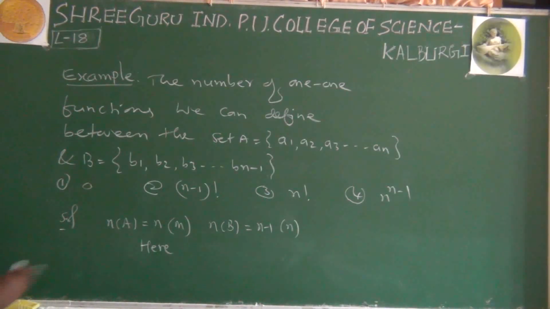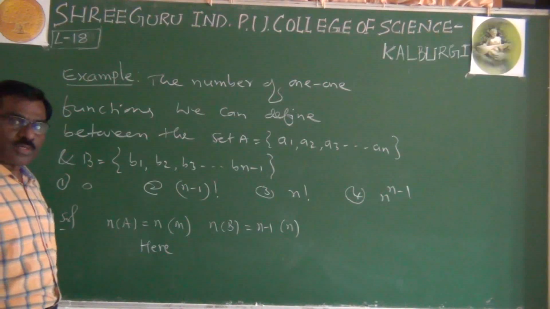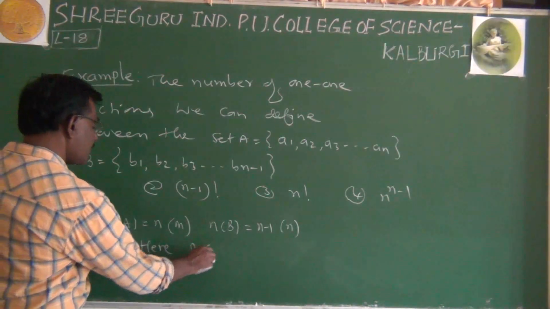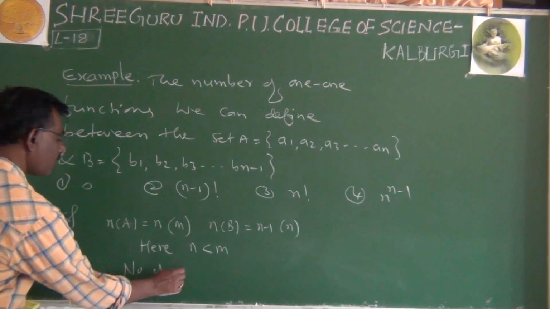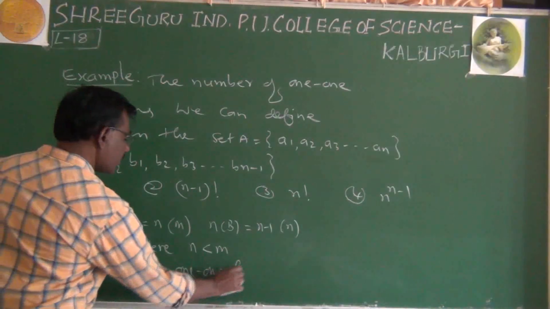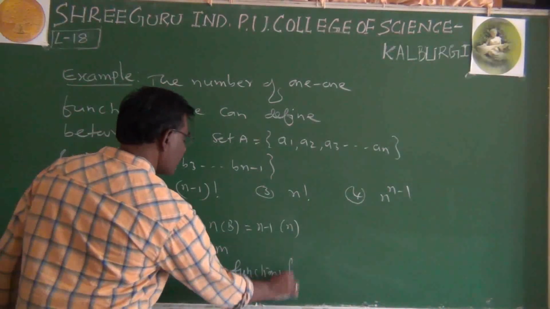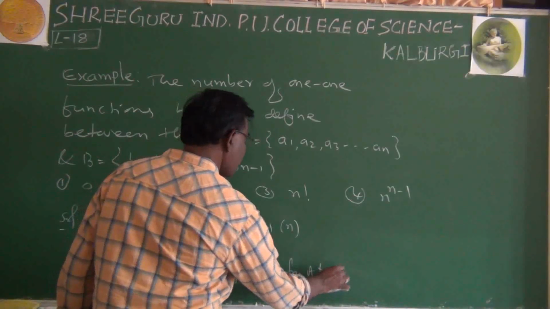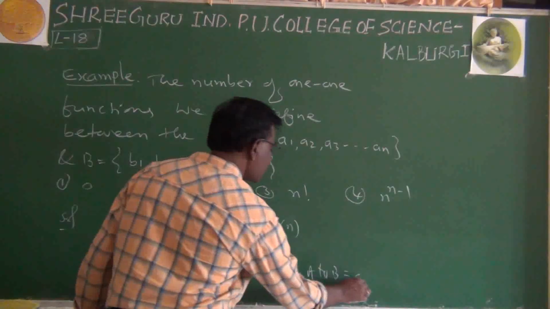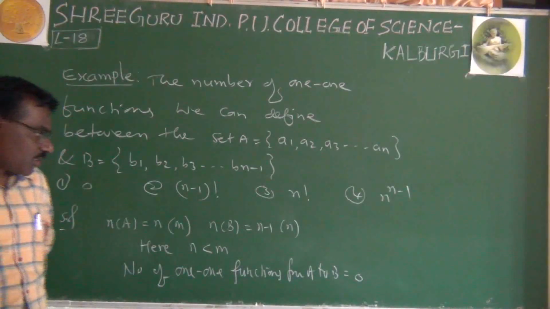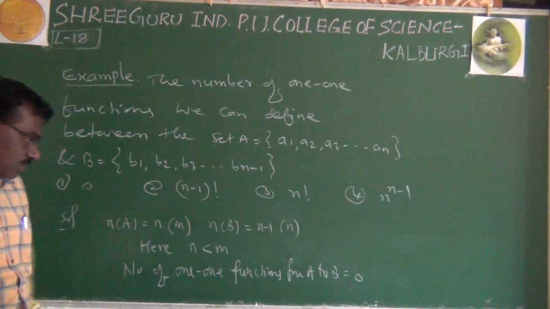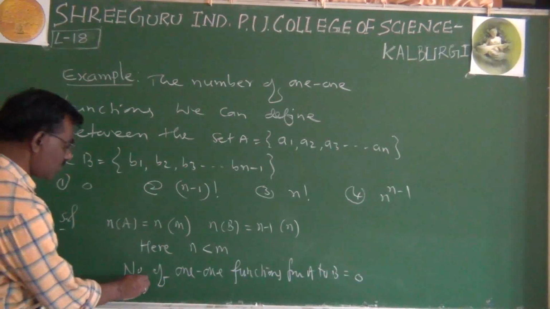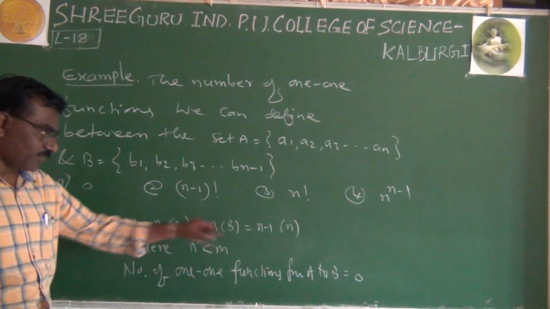From set A to set B, what is the form? Here n is less than m. The number of one-one functions from A to B is equal to what? 0. When it is A to B, this must be greater than this only. So the number of one-one functions from set A to set B is 0 only, because n is less than m.